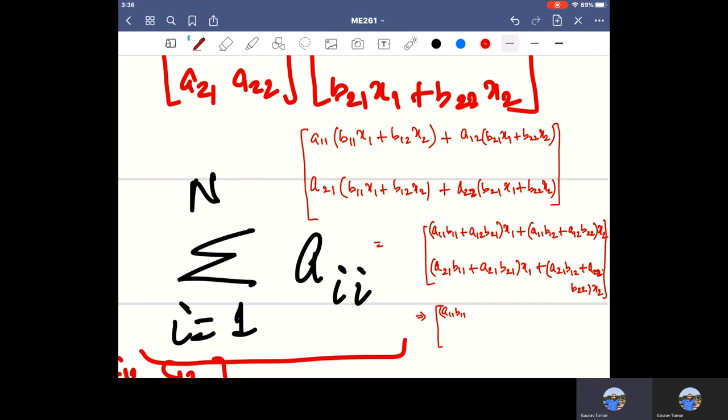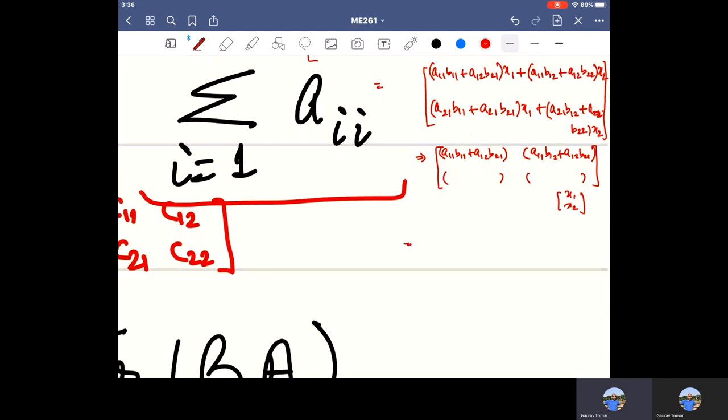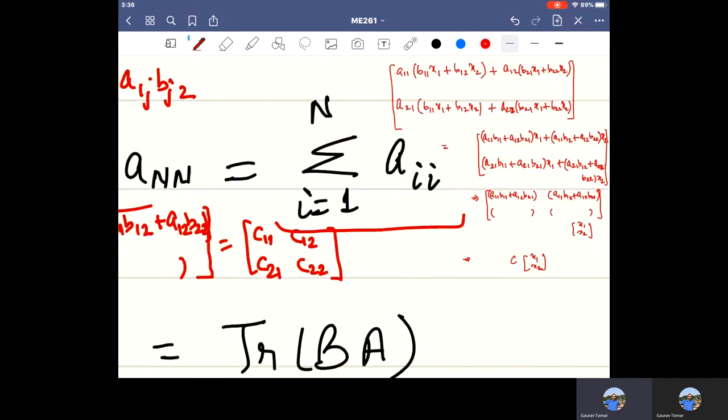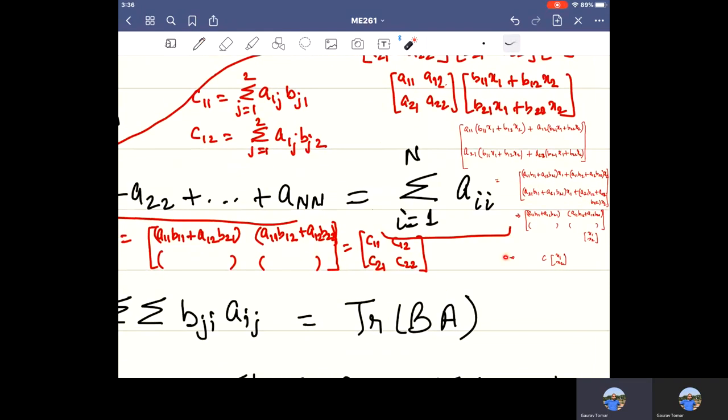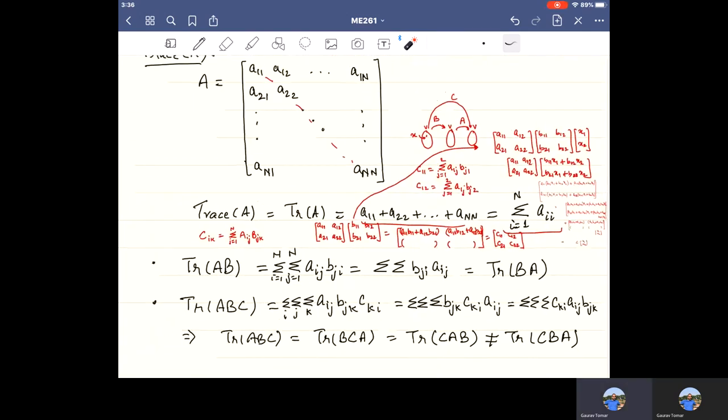So we get A11 B11 plus A12 B21, A11 B12 plus A12 B22, and so on, into x1, x2. Now this is what we call C. So you'll get C times x1, x2, right? And so now you can compare the terms that you get like this. You'll get your definition of multiplication of matrices from here, the way we have learned to do in our earlier classes. So that's why you multiply like that.